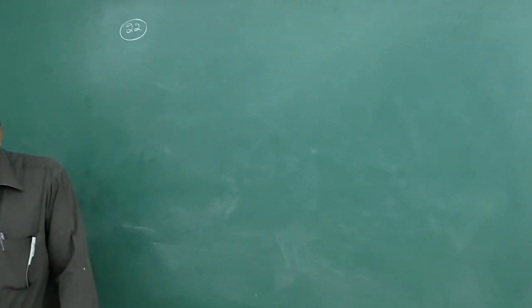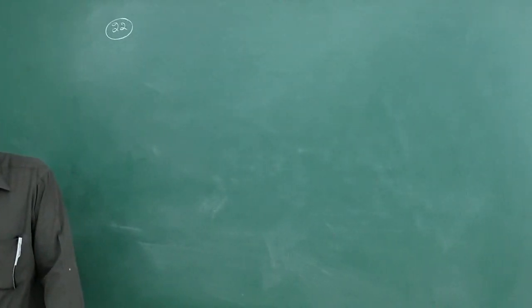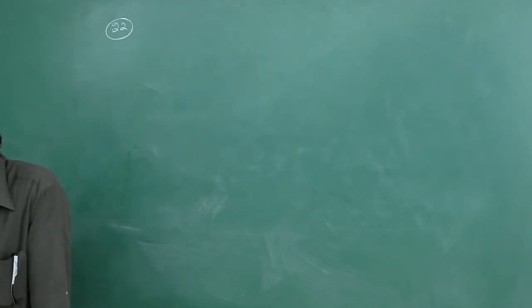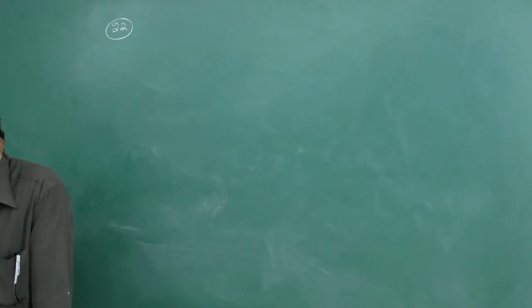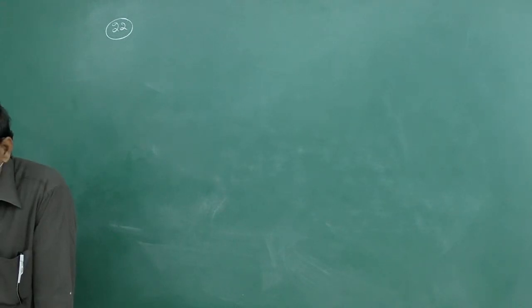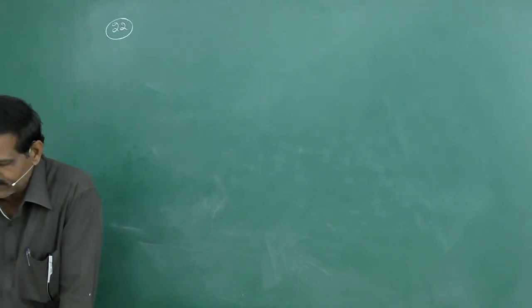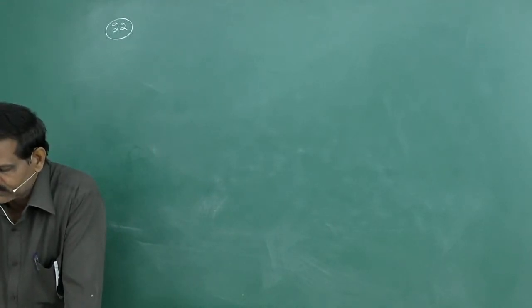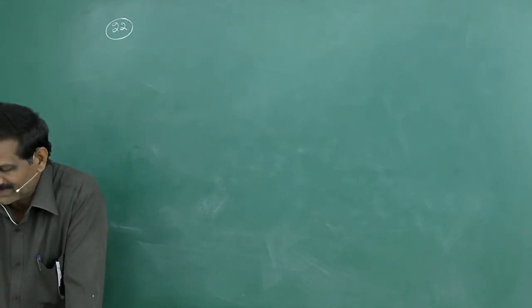A person of mass 50 kg jumps out of a rowing boat of mass 300 kg onto the bank with a horizontal velocity of 3 meter per second. With what velocity does the boat begin to move backwards? So, here this is similar to the gun bullet system.